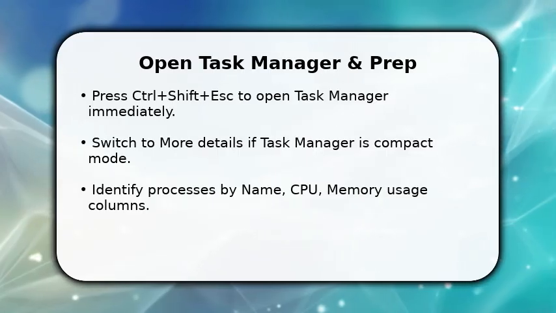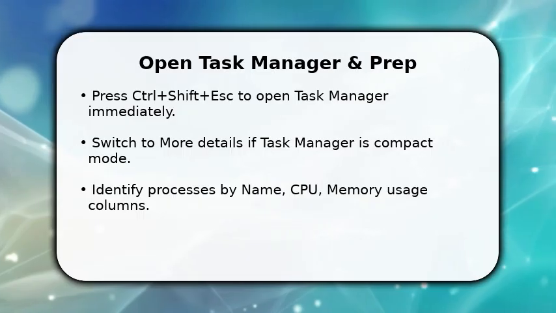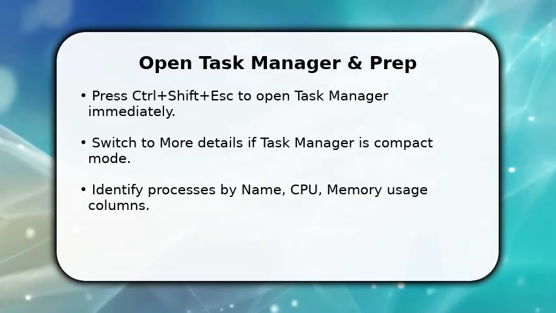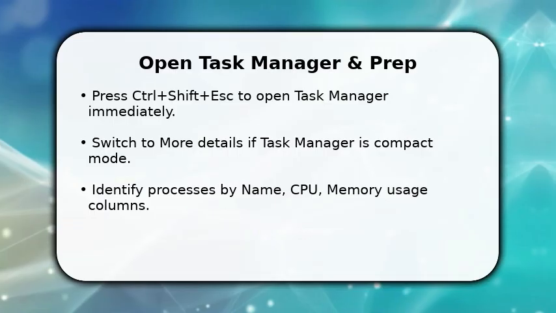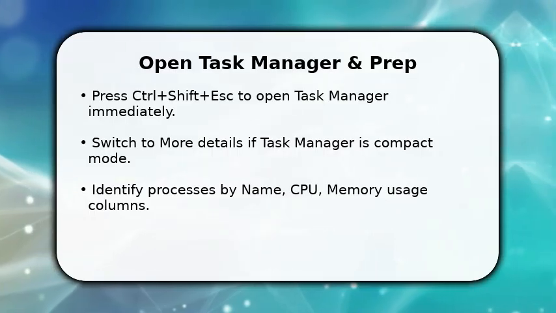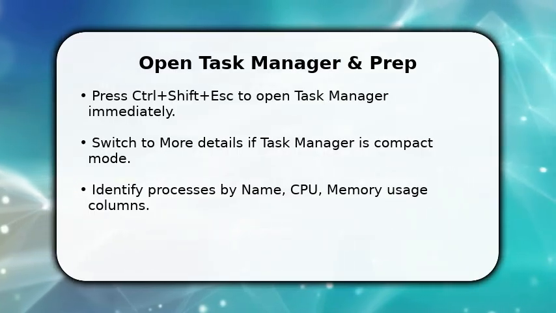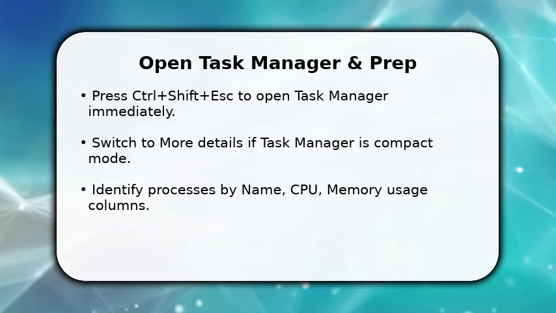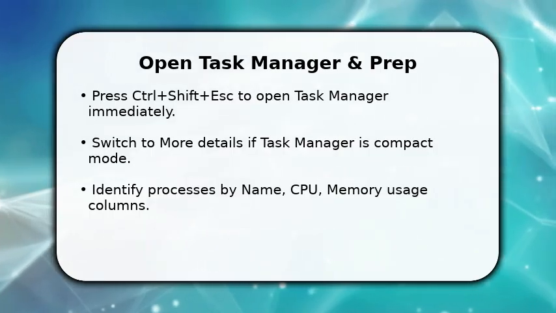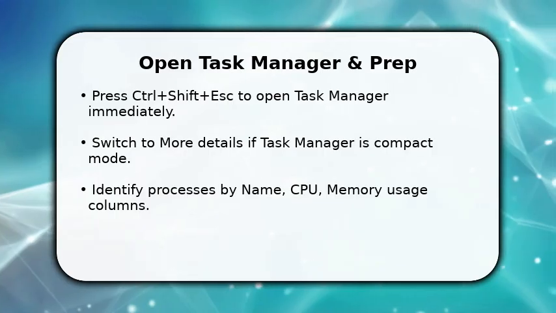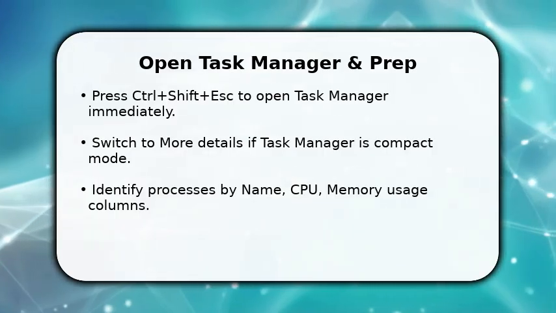You start by launching Task Manager with Control plus Shift plus ESC, so you get direct access. Once open, click More Details to reveal all tabs and columns. Make sure to sort by CPU or memory to spot heavy background processes quickly, and glance at the name and publisher columns to recognize trusted apps versus unknown ones.